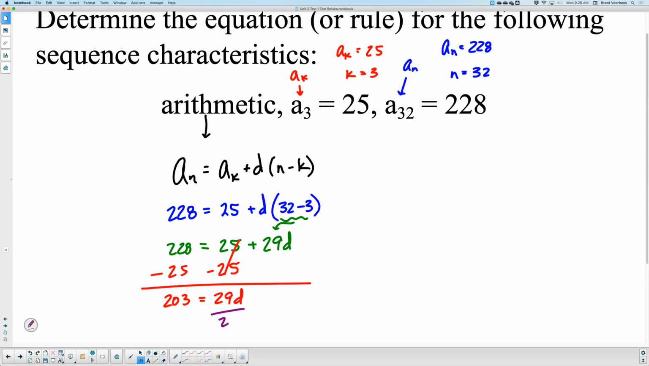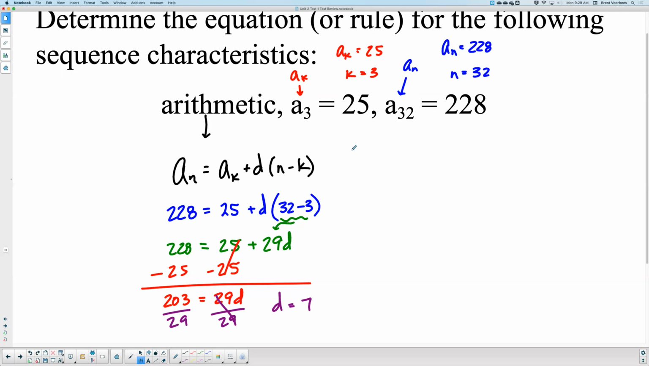Divide by 29. What do we get here? It's 7. Let's see, 140 plus 63. Yep. b is 7. All right, great. So does that mean if I just plug a 7 in right there, I'm done?